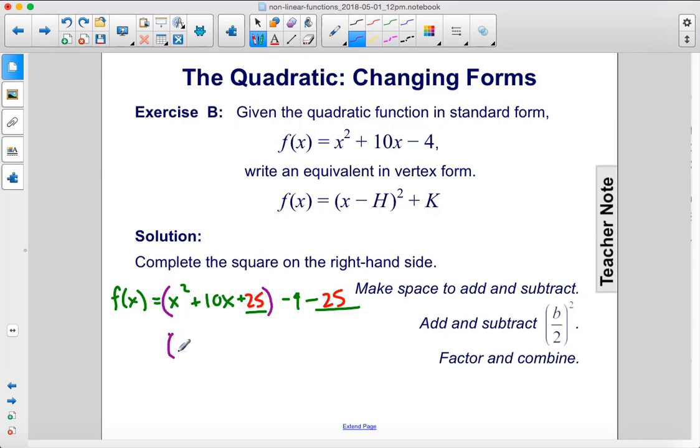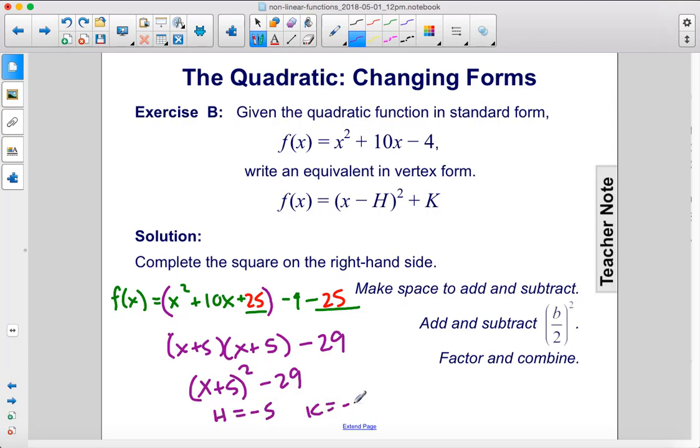So we have x and x. So 5 and 5 will work. We have 5 like this. And then this part, negative 4 minus 25, gives us negative 29. So we have x plus 5 squared minus 29, giving us an h value of negative 5 and a k value of negative 29.